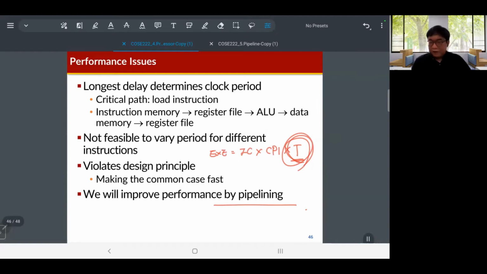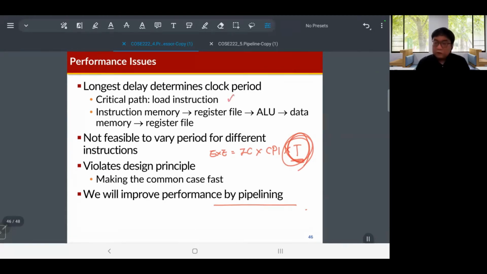So as I explained, every data path element has delays. Which means that when the input is given to this data path element, the output is generated after some delay. And actually the clock period of this single cycle processor is determined by the delay of the critical path. That means the longest delay in this single cycle processor. So what is the longest delay?